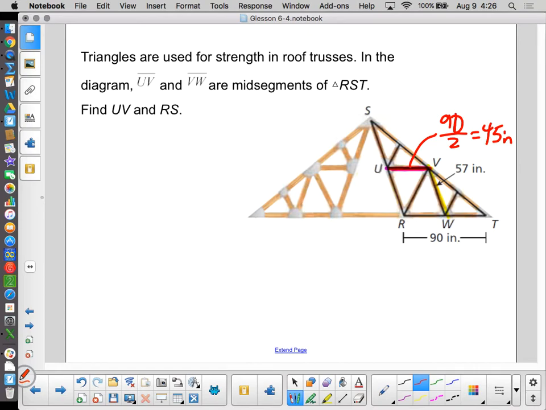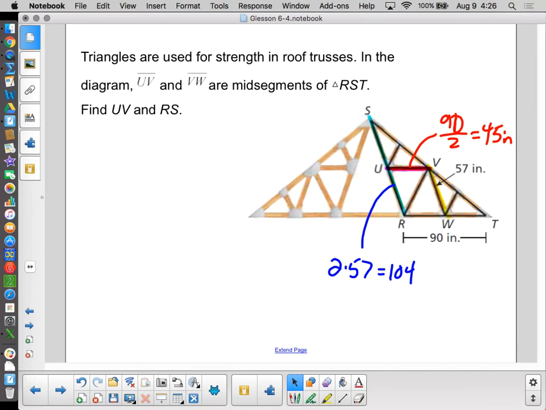And RS is parallel to VW, but must be twice its length. So twice 57 is 114. And that's the length of our other side. Obviously useful if you're in the construction industry. You need to know how long to cut the beams for the roof trusses.